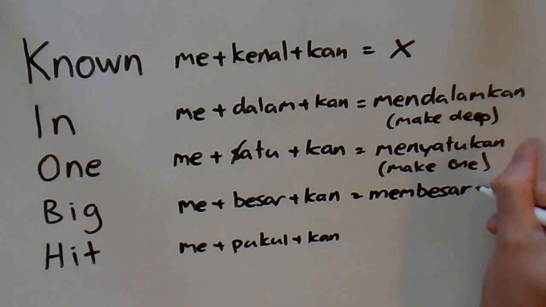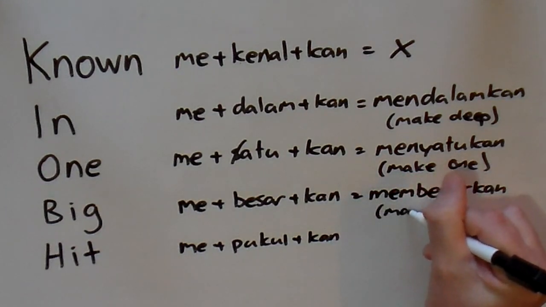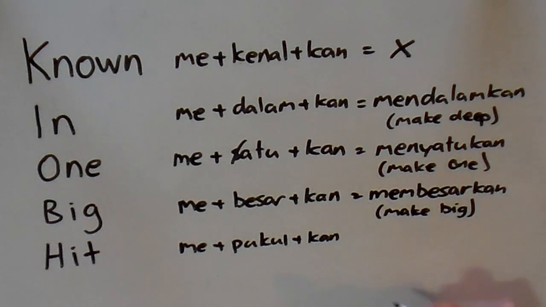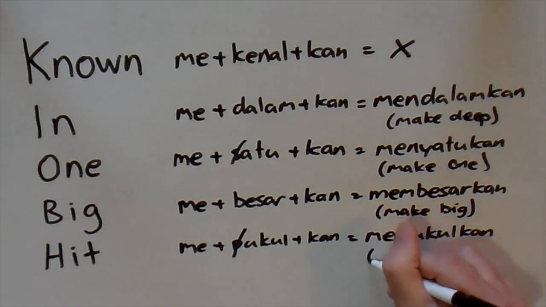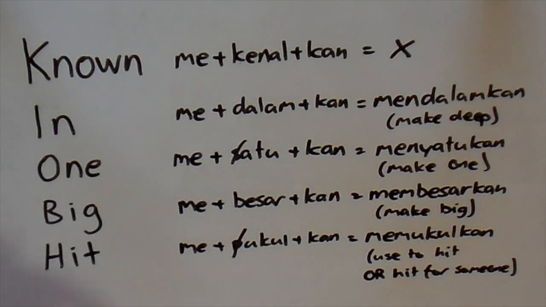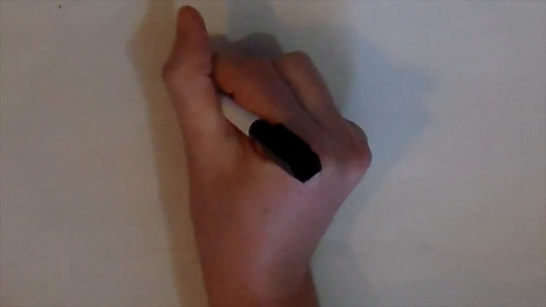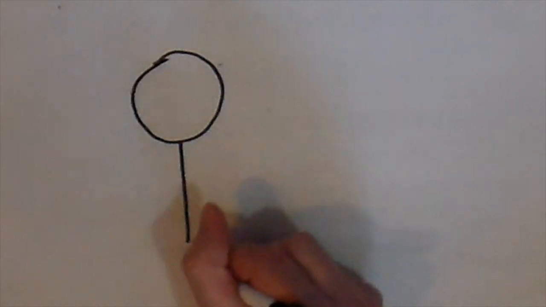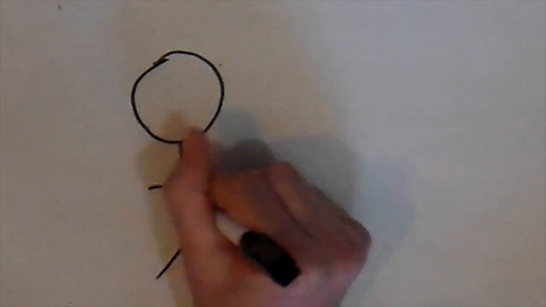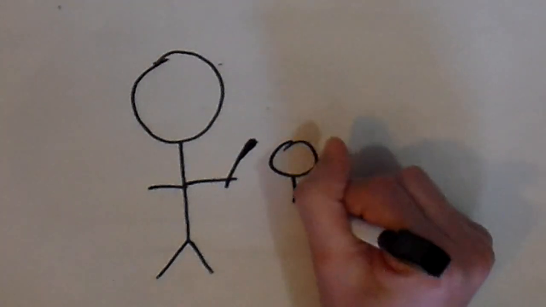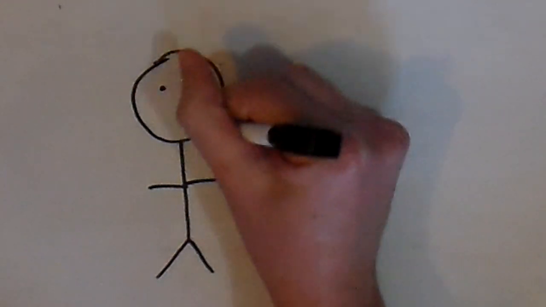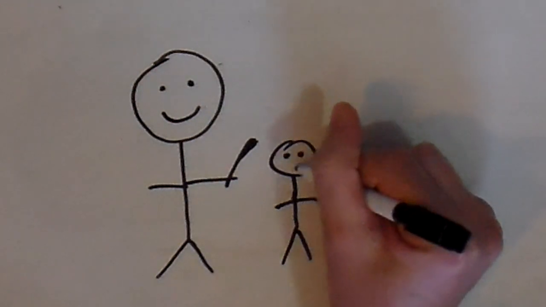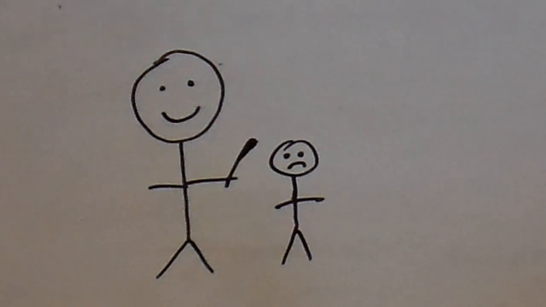Membesarkan can also mean to raise, in the sense of raising children, i.e. making the children big. Memukulkan has two meanings. It can be causative. For example, if I was using a stick to hit kids, I could say, saya memukulkan tongkat itu kepada anak, to mean I caused the stick to hit the kids. Notice that in this sentence, kids are not important. In this sentence, we are talking about the stick, not the kids.